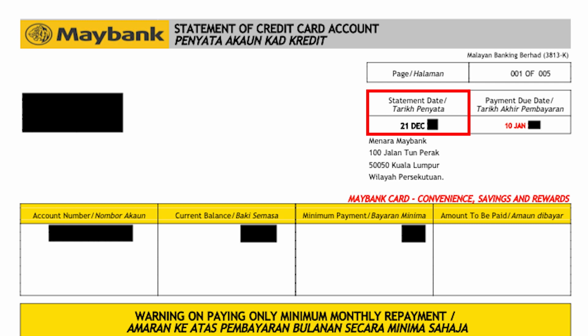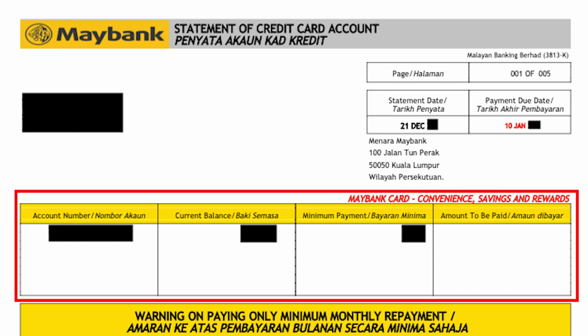On every 21st of the month, you receive the credit card statement from the bank. Then the payment due date, so here is 10th of January. So for example, on the 21st of every month, you receive the credit card statement. Then by the 10th of every month, you have to pay your credit card. If not, you'll be charged a late payment fee.